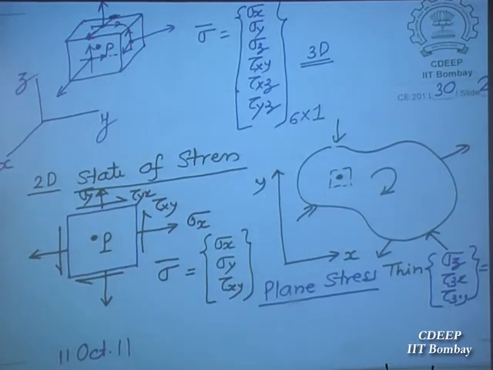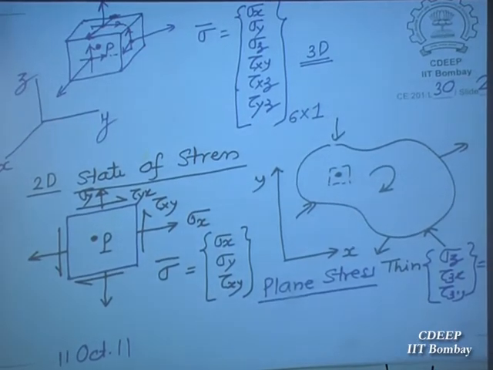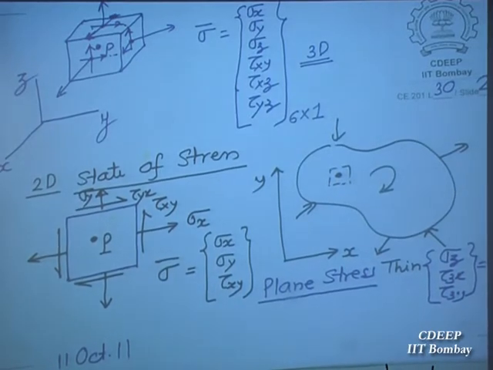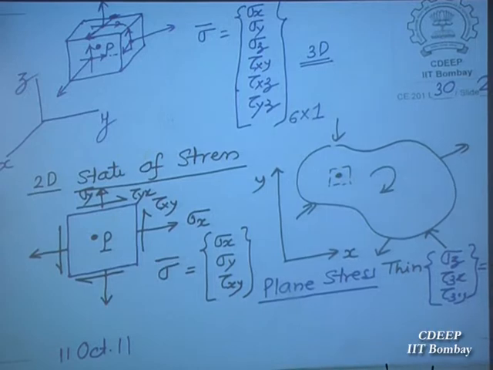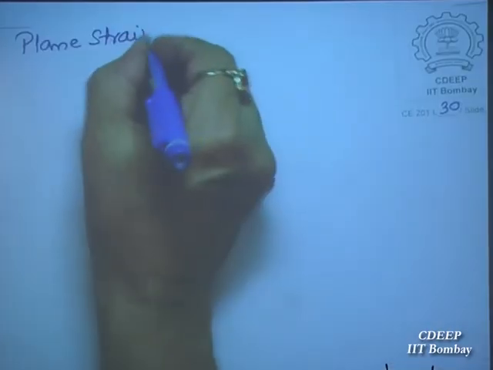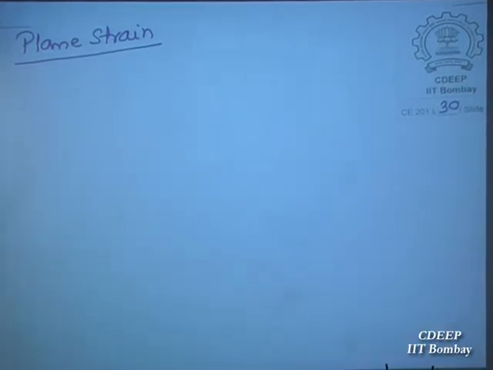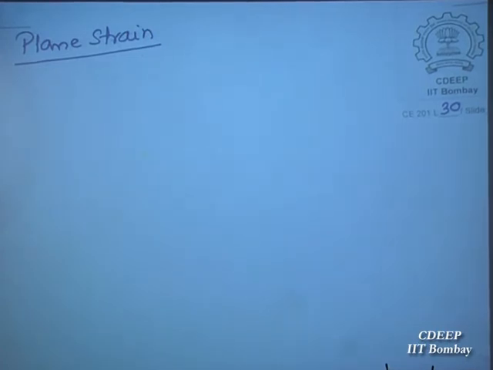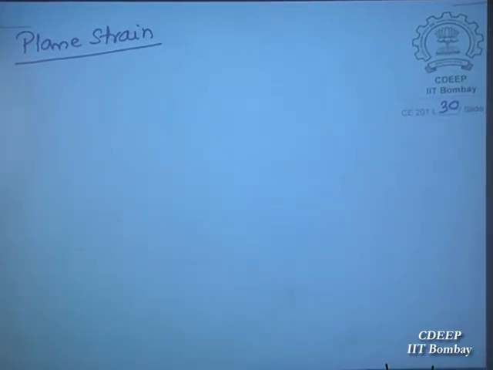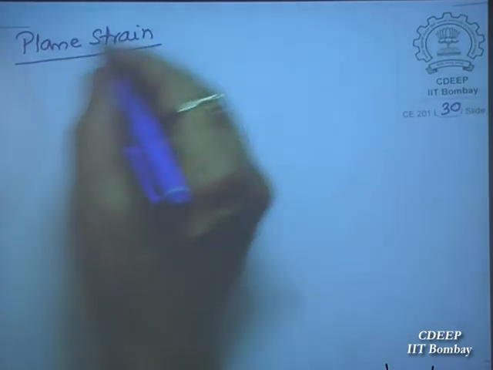The other type of two dimensional state is plane strain. There is dam. The other one is 2D plane strain. Plane strain means the strains perpendicular to the plane under consideration are all zero. Strain components are zero. Here we don't talk of stress. There, stress components were zero on a plane Z equal to constant, or Z plane. Here, supposing a Z plane is there, all the strains are zero. So what are the strains? Z plane.